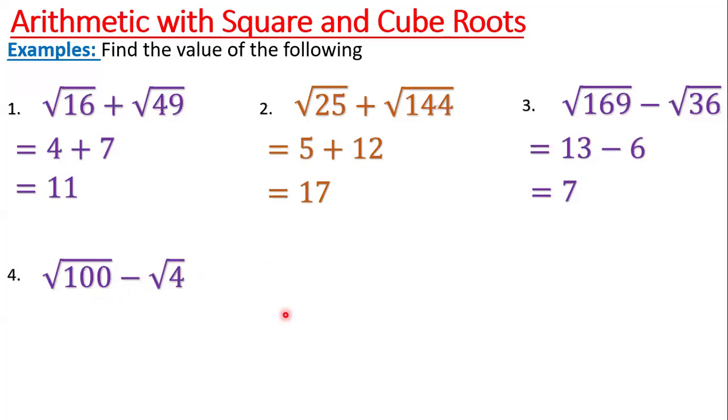What's the square root of 100? 10. And what's the square root of 4? It's 2. So we have 10 minus 2. What is 10 minus 2? 8. All right. Is that clear? Do y'all understand that? Yes, sir. Okay, write this down for me, please.